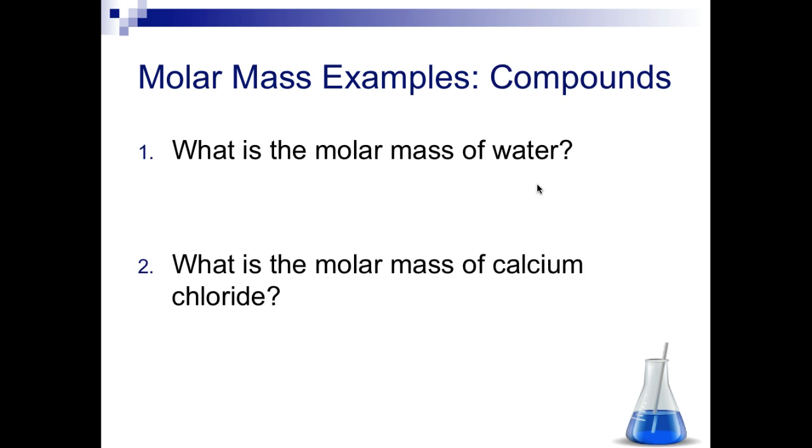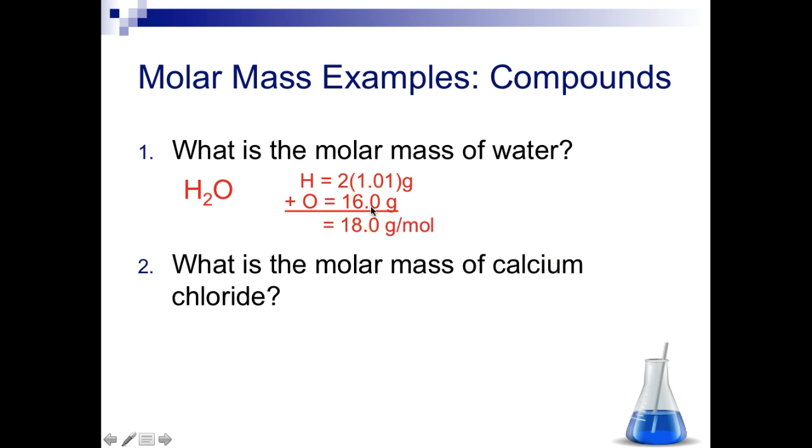So let's look, what about for compounds? What's the molar mass of water? Well, what does water look like? Water looks like H2O. So since we're talking about a compound, we're going to have to figure out what the mass of each element is and then add them up. So let's start off with hydrogen. We have 2 hydrogens. Each has a molar mass of 1.01. I got that off the periodic table. We have 1 oxygen, okay, with a mass of 16. So when we do 2 times 1.01 plus 16, we get 18.0 grams per mole. That's the molar mass of water, 18.0 grams per mole.